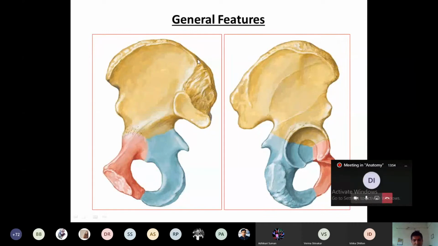Now come to the dorsal segment. The dorsal segment is the posterior one third part of the iliac crest. It is divided into two parts. One is the inner sloping surface, see here, this is the inner sloping part, and the other is the outer sloping part. All these parts provide attachments to different structures, different muscles. These attachments I will describe after telling the general features of the bone.